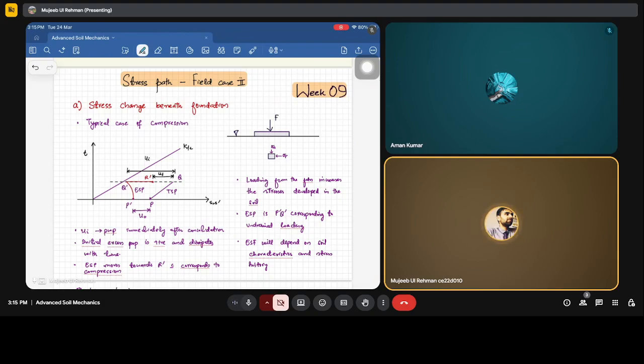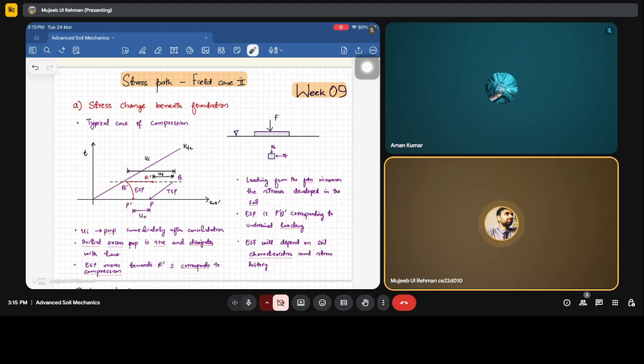We also saw how the strength varies due to the change in the cohesion values, or if we have a different initial state. After that, in the last lecture we did some field cases also. So we will extend those field cases in this lecture, in which we will study the stress change beneath foundations, and also the same thing for retaining walls. Then we will go into the next module, that is critical state soil mechanics. So, starting with the stress change beneath foundations.